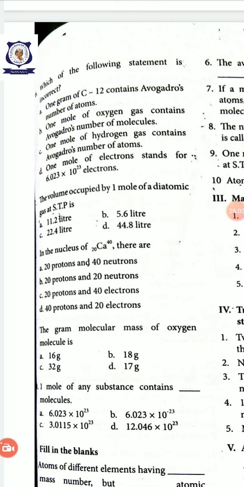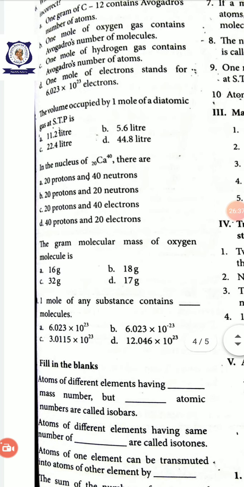In the nucleus of calcium there are, see, the mass number is 40. So 20 protons and 20 neutrons is the correct answer. See, the mass number is protons plus neutrons. How do you know the proton number is 20? See here, the atomic number is 20. Atomic number means either proton or electron, so proton number is 20. 40 minus 20 is 20. So 20 protons and 20 neutrons.